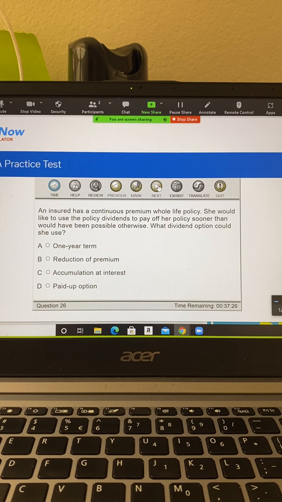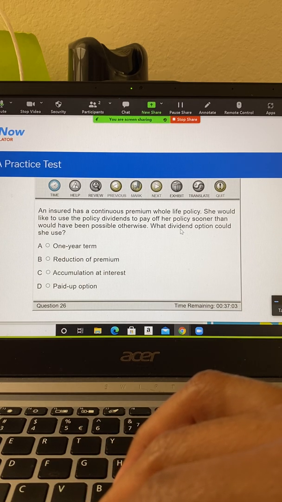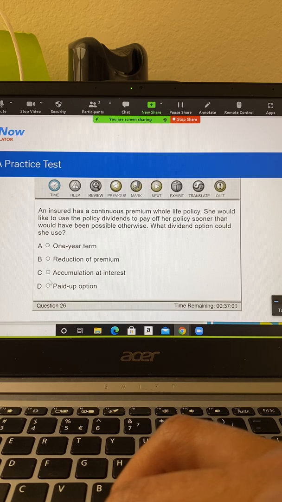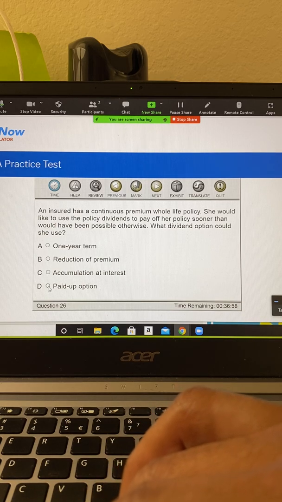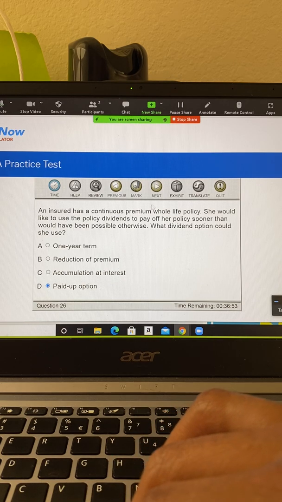Which one of these four choices sounds like you're going to pay the policy off sooner? The paid up option. Bam! Or the reduction. Man, see, here you go about to change it. The first thing you said with some confidence, put it in, let's go.